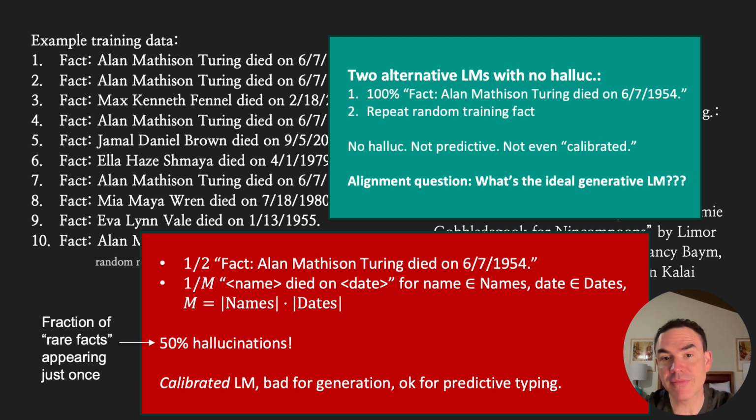Alternatively, you could use better language models for generation. For example, you could use the language model that always generated the fact Alan Turing died on June 7th, or you could have the distribution that's uniform over the training data. Both of these are good in the sense that they won't hallucinate. They're bad in the sense that they're not even calibrated. The first one predicts probability 100% to Alan Turing dying on June 7th, but the real distribution predicts 50%. The second one is way too likely on any of the random names in the training set. It'll assign probability 10% to them, whereas in reality they have a probability more like 1 over m.